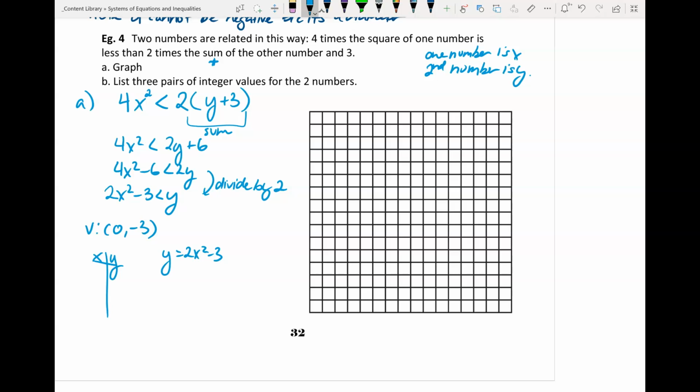So let's just go on either side of our vertex. You can find maybe x equals -1 and x equals 1. I'm going to plug it into that equation to find the y values. That's 2 times -1 squared minus 3. That's -1. And I'll do the same for x equals 1. Okay, so we have 3 points. We're going to go ahead and graph those 3 points.